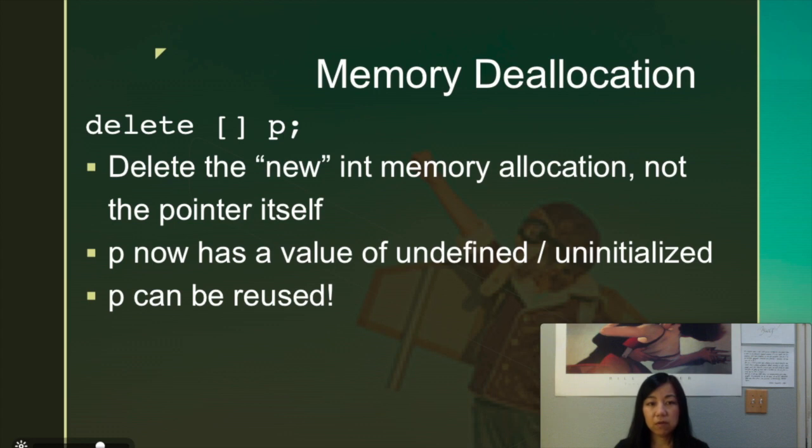The next thing I want to discuss is using delete to delete the array, the memory allocation that was done for the array. Just like in the last video, it's not deleting the pointer itself, it's just deleting the memory that was allocated by the pointer. So p is now undefined, just like before, uninitialized, and it can be reused.